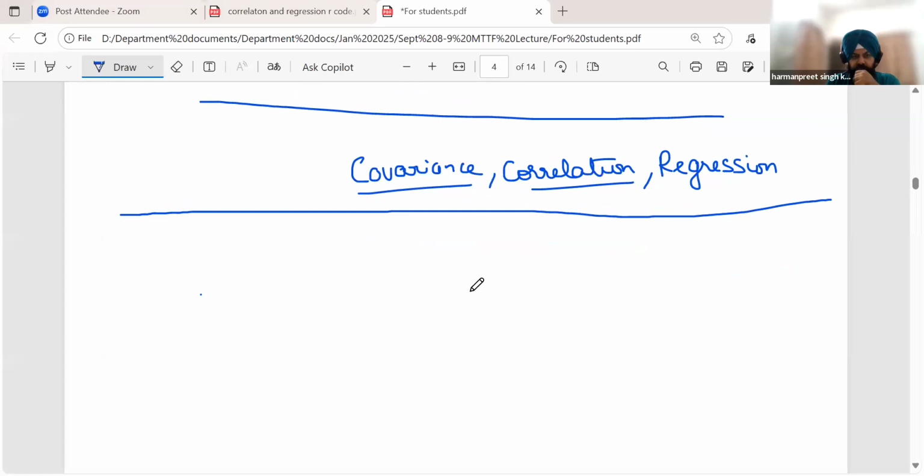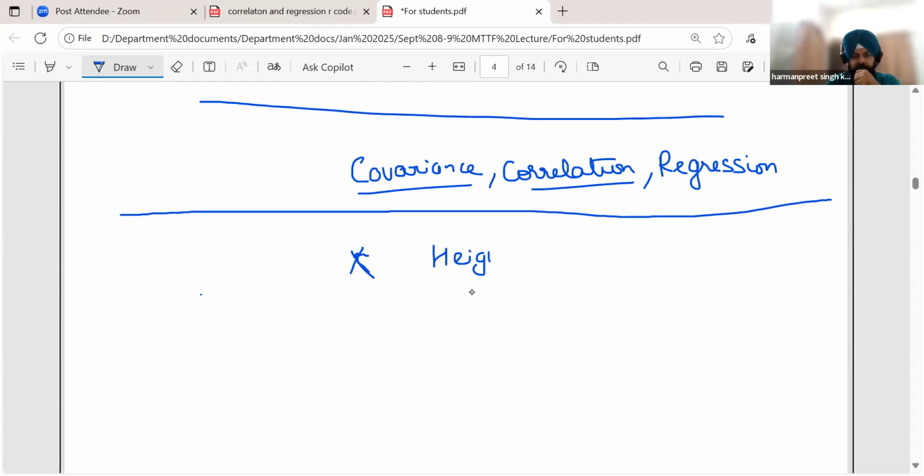Now let us suppose we have two variables. I'm taking not x and y, I'm taking height and weight. Why am I considering them as variables? Because when we observe the height of different persons, a variable means the value of that thing varies for different persons. That's why it is called a variable. So height is one variable, weight is another variable, and I want to see whether there is any connection or relationship between these two variables, height and weight.